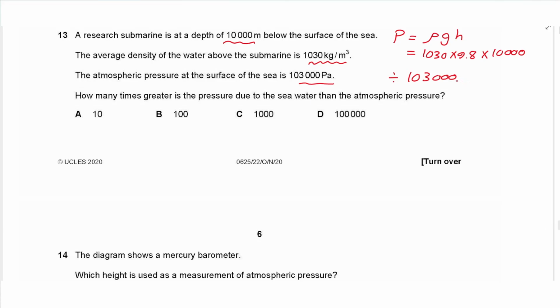How many times greater means we have to calculate a fraction. This gives an answer of 980 after dividing by the atmospheric pressure. So the closest number is 1000. So the answer is C.